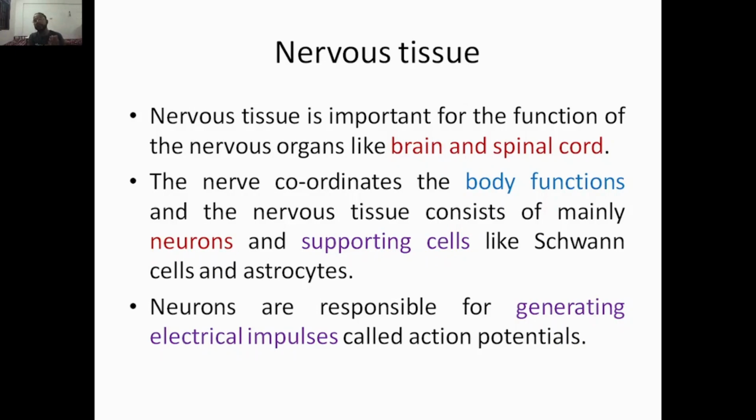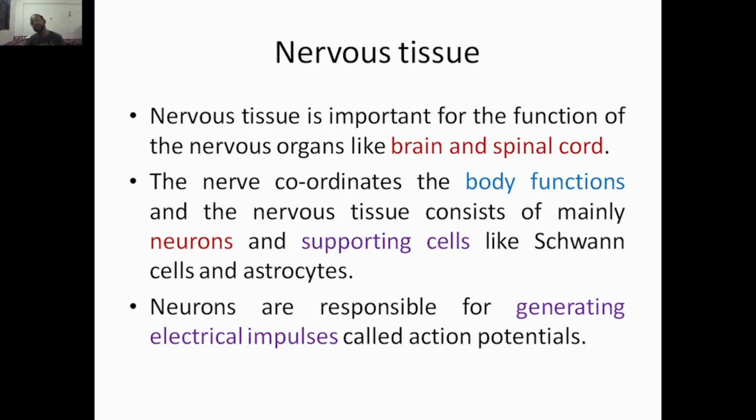So now, the nerve tissue coordinates the body functions, and it consists mainly of neurons and supporting cells like Schwann cells and astrocytes. We have the neurons for communication and movement, but there are other cells called Schwann cells and astrocytes, which support these neurons in order to coordinate the body functions.